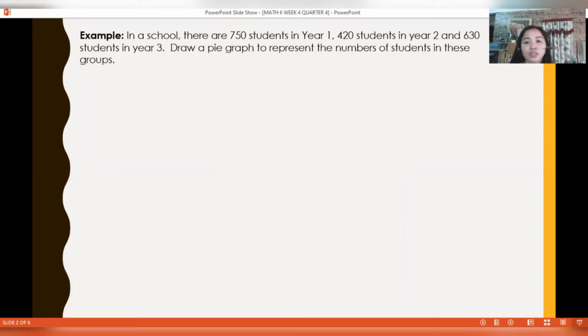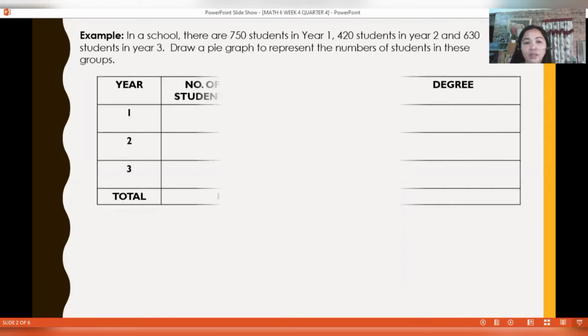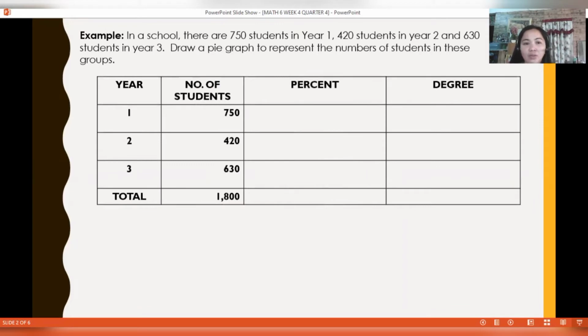Now first, let's have a table here. So gawa tayo ng table. Sa table, nandun yung tatlong groups, yung year 1, year 2, year 3, at yung bilang ng students sa bawat grupo, at nandito nakita nyo, blanko yung percent at degree. So here are the steps on how to construct a circle graph. Step 1, solve for percent.